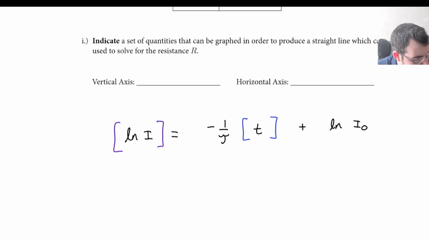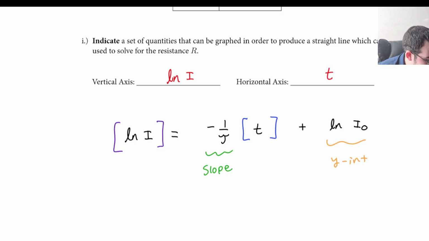This is not the only linearization you can do. You can mess with some things to make your life easier if you choose, but this is the standard one. And we like this because the time constant, which relates to R and C, is our slope, and our initial current, I0, which is not asked for right now, but it will be, is our y-intercept.